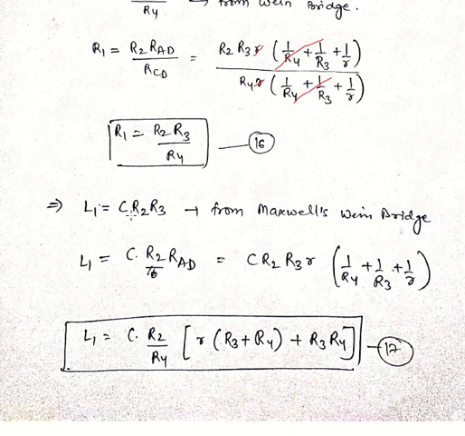This is the simplest and least complicated method for finding L1 and R1. We'll have to keep in mind the values of L1 and R1 in the case of the Anderson bridge by heart. So this Anderson bridge is more important in our chapter on AC bridges.